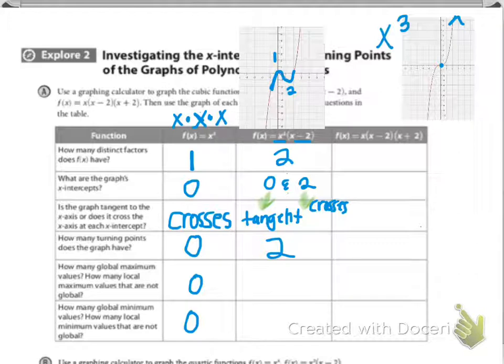How many global maximums? So the absolute highest point, there are none. Cubic functions will continue up forever. They also continue down forever, so there'll be no global. So we'll put global, there's 0. And global minimums, there's 0. There's not an absolute minimum this ever gets to.